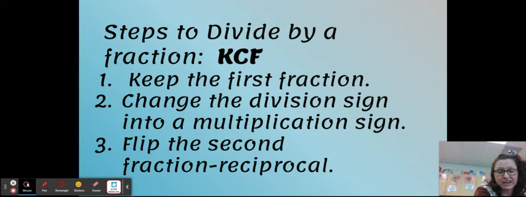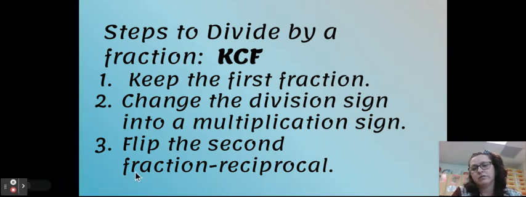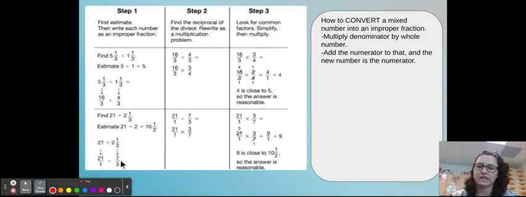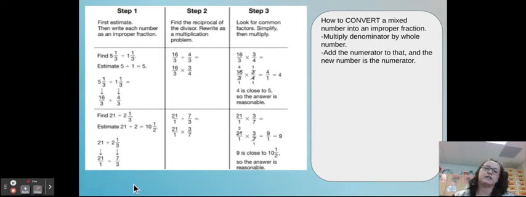Next, the steps to divide fractions are always the same. You keep the first fraction, you change the division sign into a multiplication sign, and then you flip the second fraction, or you use the reciprocal. So now, the big important thing that we're doing different today than we have done in the past is we need to turn a mixed number into an improper fraction.